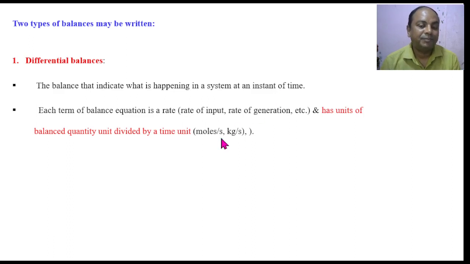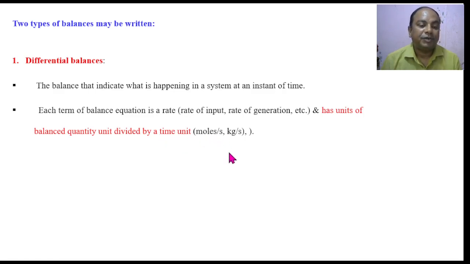Okay, that change has taken place in a system, or the system has moved from one particular state to another state. So that change is a balanced quantity, the total quantity divided by the unit of time. It may be seconds, or the instant of time may sometimes be taken as minutes, or as hours. So moles, or the mass, divided by the time unit, is that particular balanced quantity.